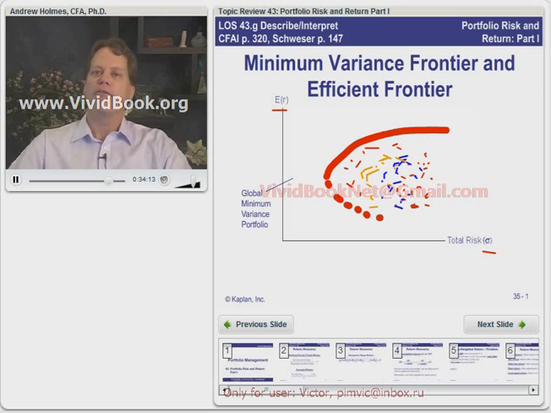Well, it's efficient. What does that mean? I think it's actually defined on the next slide. But what that says is that for any point on this line, maybe this one, the portfolio represented there has the highest return for a given amount of risk or the lowest risk for a given amount of return of any available securities.